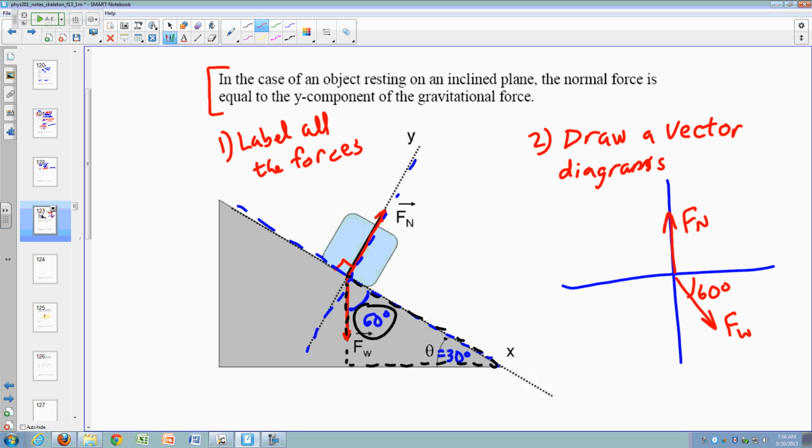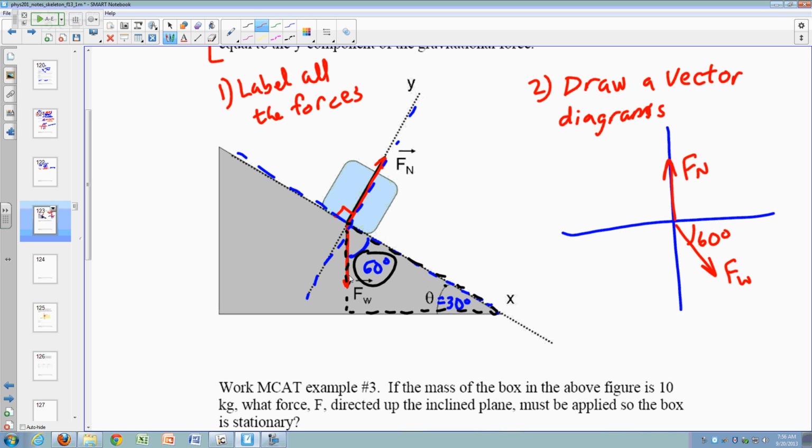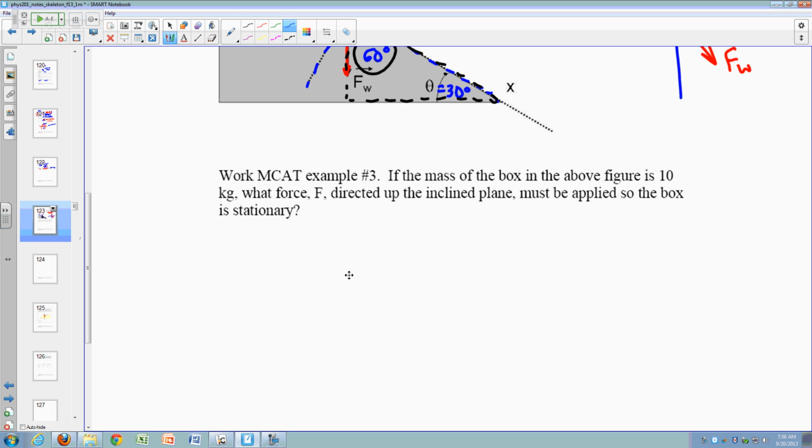You draw your vector diagrams where you pick your coordinate system, you label all of your vectors with the proper angles from each of the axes. And then your third step will be to resolve the x and y axes. I'm going to draw that down here because it's actually related to this problem. So I resolve my vectors into their x and y components.